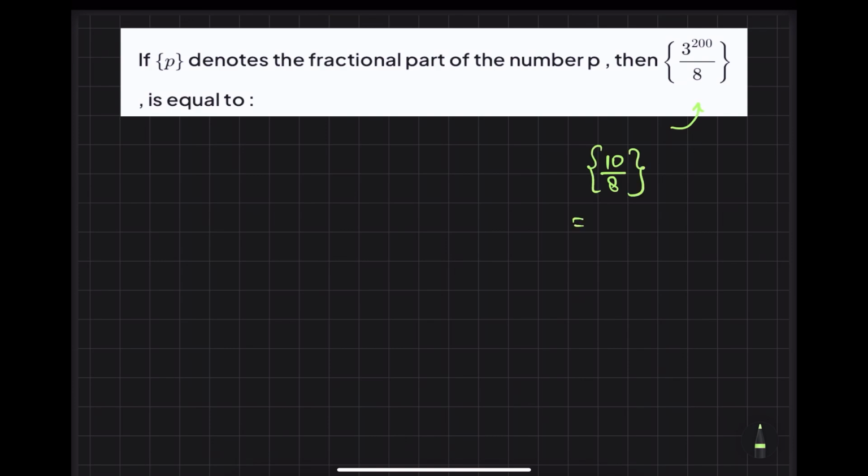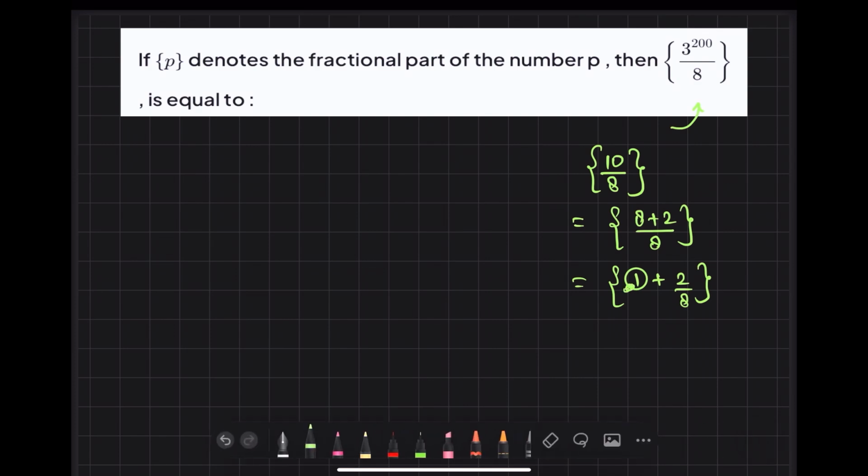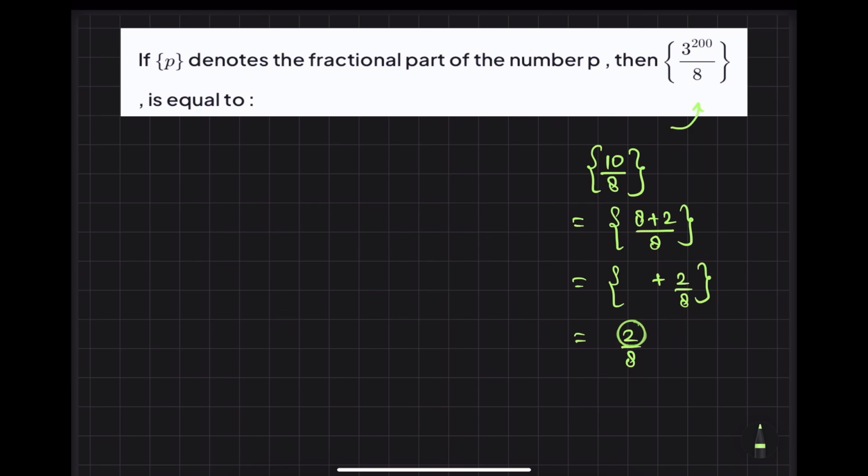So how can I write? Can I write this thing as 8 plus 2 by 8, and can I connect that 8 by 8 is 1, plus 2 by 8, and you know that fractional part means what? The integer becomes 0, correct? So the fractional part becomes 2 by 8, correct? And what is this 2 by 8? This 2 is the remainder if you divide 10 by 8, correct or wrong?